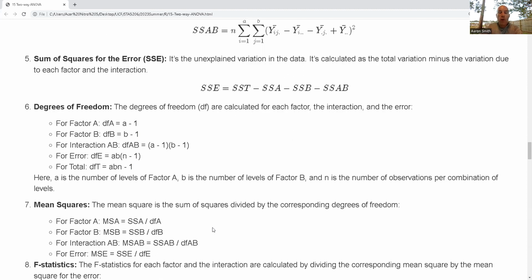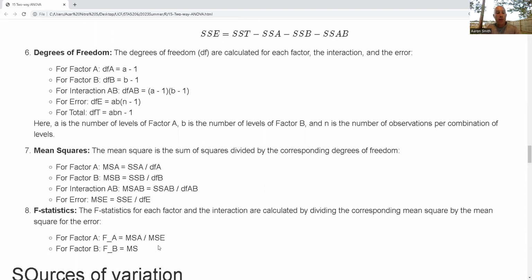Now for the mean squares, I'm just doing division. I'm taking the corresponding sum of squares value, then dividing by the degrees of freedom. So I take sum of squares for A, divide by degrees of freedom A. Sum of squares B, divide by degrees of freedom B. Interaction, divide by degrees of freedom interaction. Sum of squares error, divide by degrees of freedom for error.